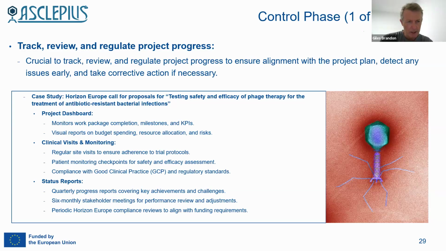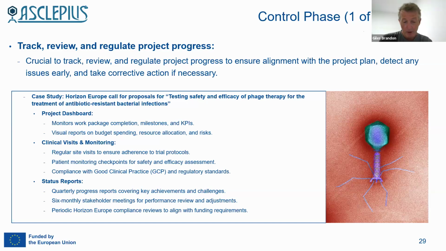Another way we can do tracking and review is to have status reports. So the project manager might request that the different consortium partners produce quarterly progress reports covering key achievements and challenges. Maybe every 6 months there's a consortium meeting or stakeholder meeting to review performance and make any necessary adjustments.